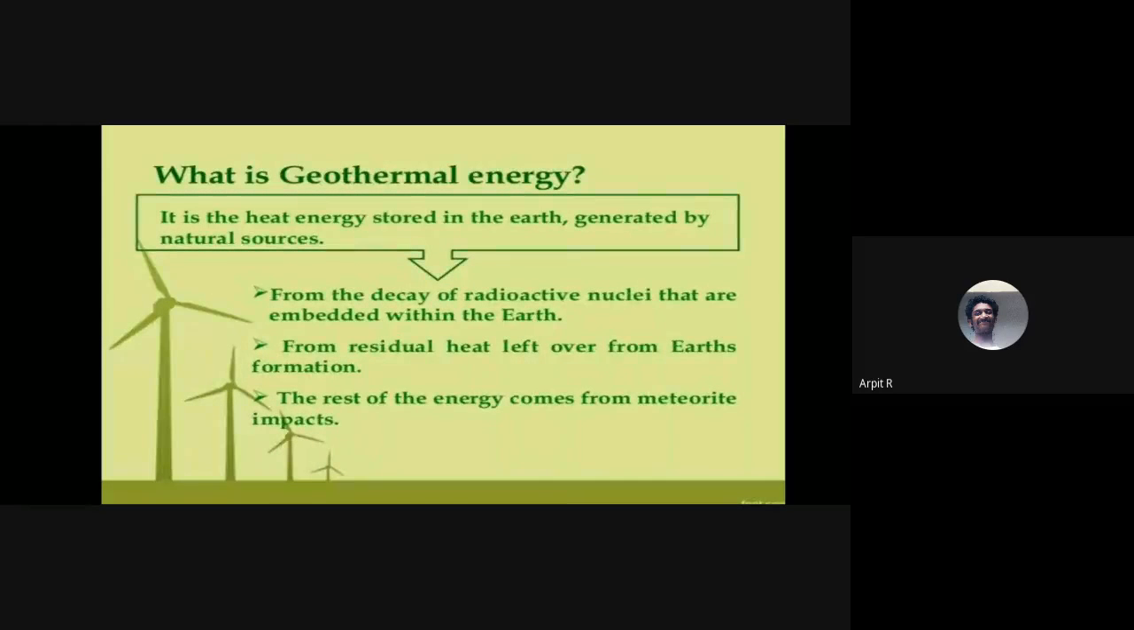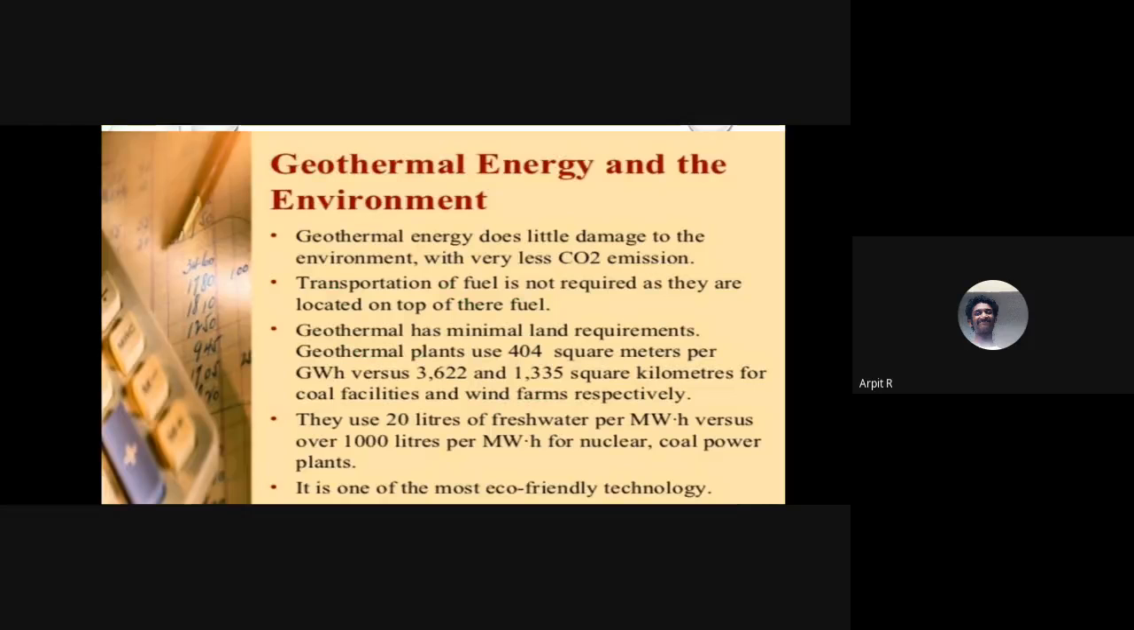Then their byproduct appears, that may be hot water. This hot water region is called geysers. Okay. From natural phenomena like geysers, lava, hot springs, volcanoes, etc., we can get geothermal energy. From the residual heat left over from the earth's formation, the rest of the energy comes from meteorite impacts.